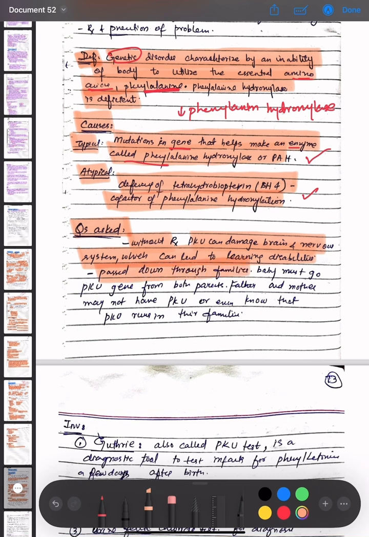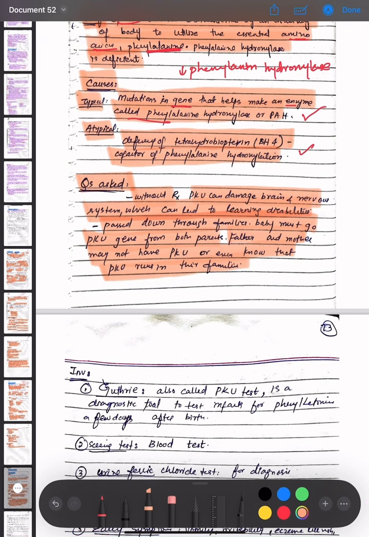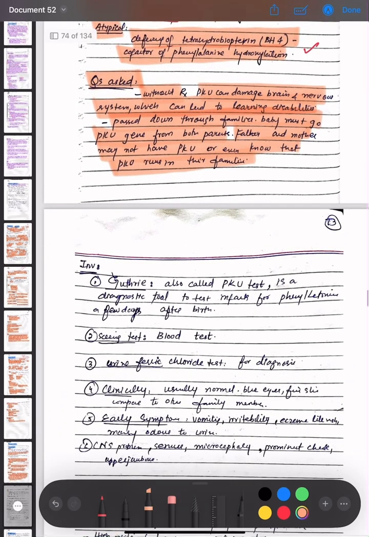It is passed down through families; a baby must get the phenylketonuria gene from both parents. Father and mother may not have phenylketonuria or even know that it runs in their family. So whenever a patient with phenylketonuria comes to you, you should ask the parents for the history, whether this disability is present in past family members, etc.